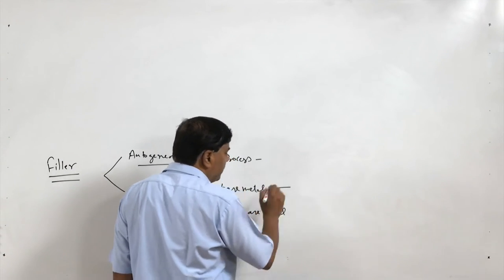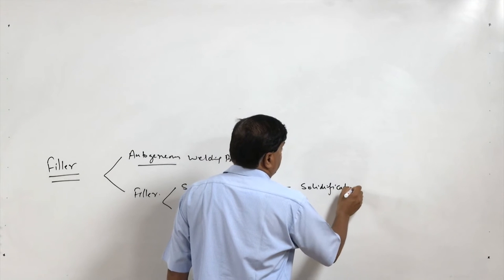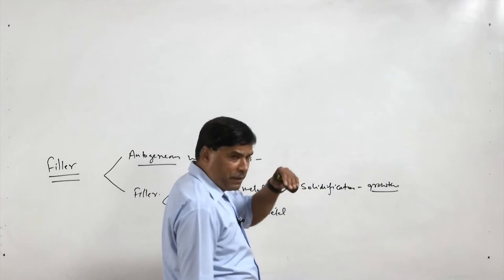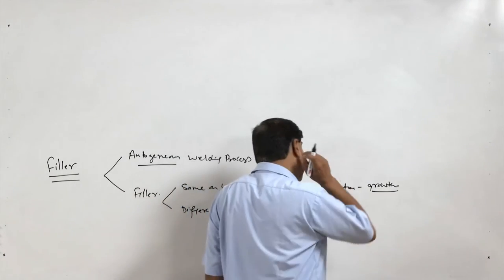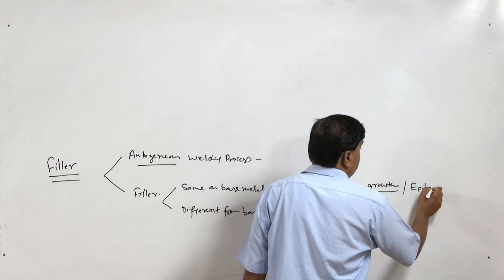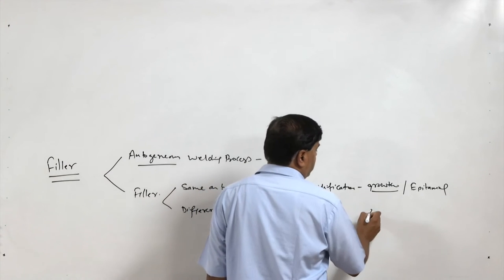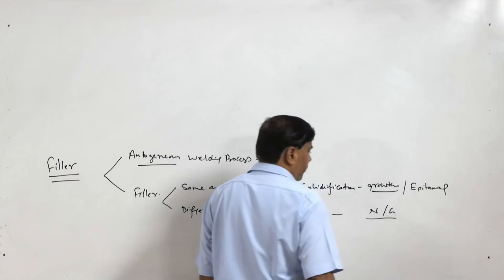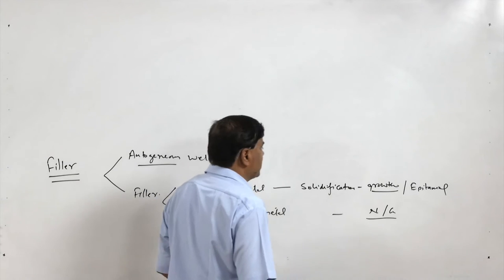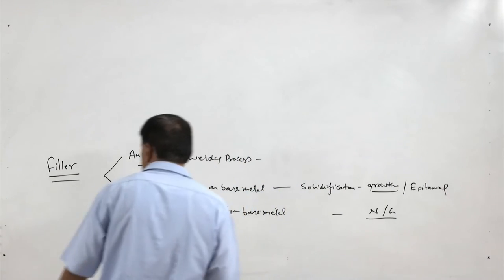When the filler metal is the same as the base metal, the solidification of the weld metal is achieved only through the growth mechanism, because of the presence of the partially melted grains, the liquid metal is directly consumed through the growth mechanism, and this kind of solidification is called epitaxial solidification. But when the composition is different, the solidification is completed through the nucleation and the growth mechanisms. So in most of the cases, when the matching filler is used, the solidification is achieved this way.